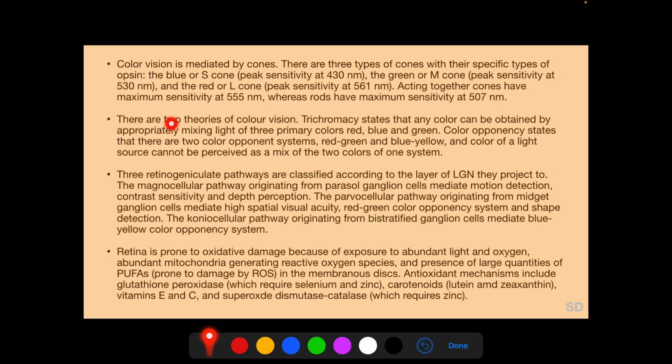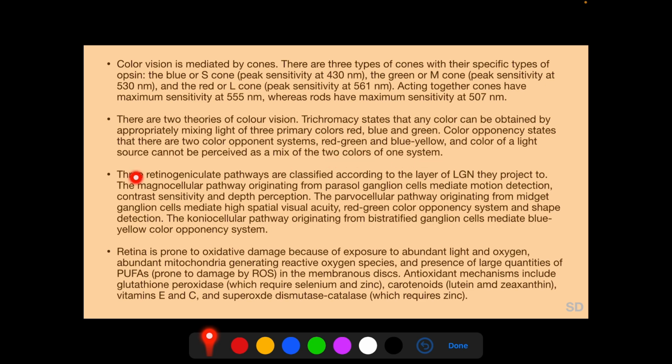There are two theories of color vision. The trichromacy theory states that any color can be obtained by appropriately mixing light of three primary colors: red, blue, and green. The color opponency theory states that there are two color opponent systems, red-green and blue-yellow, and the color of a light source cannot be perceived as a mix of the two colors of the same system.